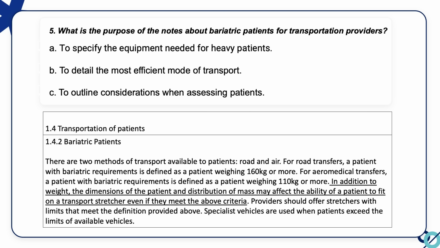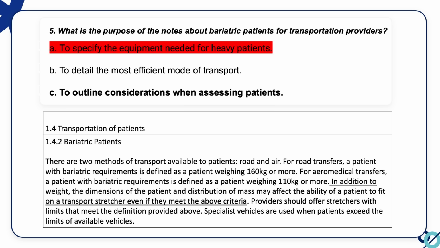For question 5, the correct answer is C, to outline considerations when assessing patients. The text explains that weight isn't the only factor. Dimensions and mass distribution must also be considered to ensure the patient fits. A is wrong because it doesn't list specific equipment, but rather requirements for the equipment. B is wrong because it mentions road and air, but doesn't compare them for efficiency.